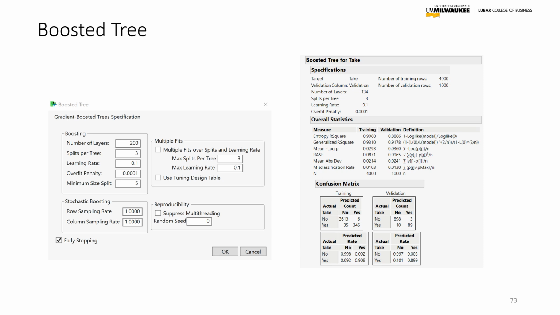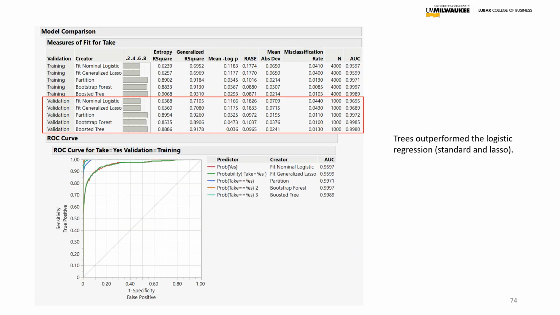Here's the boosted tree implementation with 200 layers, 3 splits per tree, a learning rate of 0.1, and early stopping. Let's summarize. For this loan example, we made a training validation split. We used the same split across all the different methods. In particular, we fit a logistic regression, we fit a lasso, we fit a single tree, a random forest, and a boosted tree.